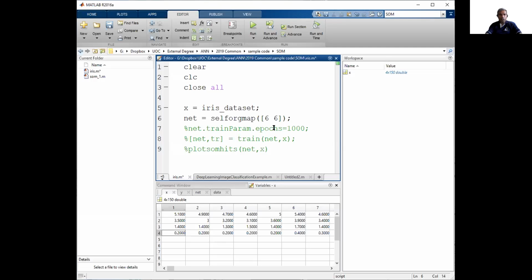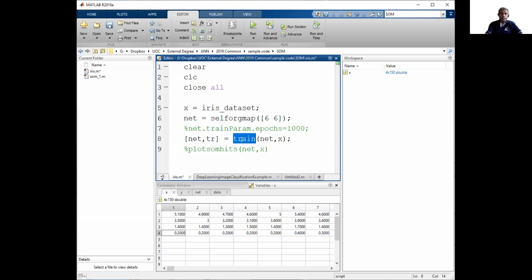Are you following up to this point? Okay. This second one is optional. If you want to change the number of training parameters or any other parameters, you can use them. It's quite similar to the ones that we have used in the feed-forward network. But for the time being, we'll go with the default one. The default is around 200 records.